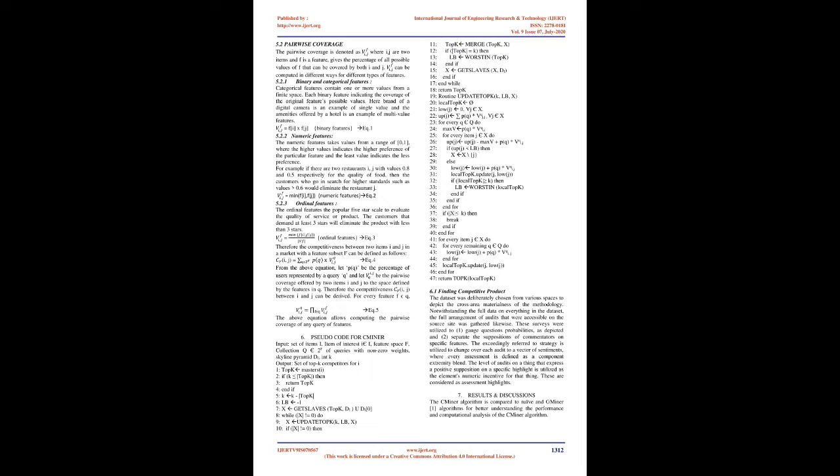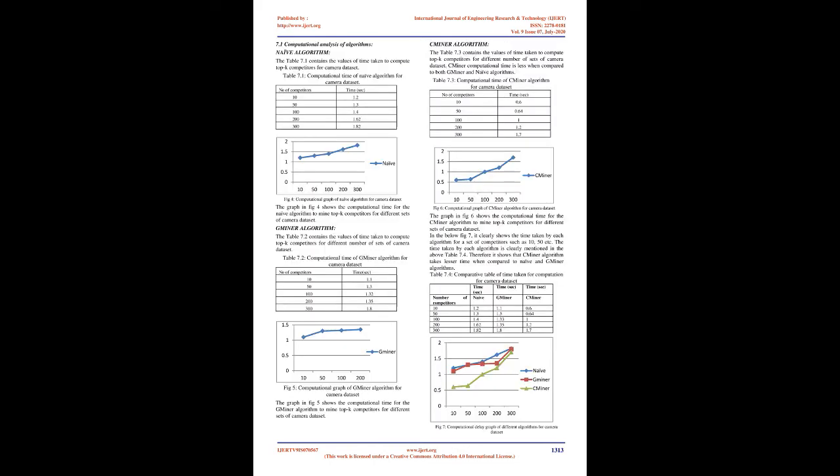Categorical features contain one or more values from a finite space. Each binary feature indicates the coverage of the original feature's possible values. Here the brand of a digital camera is an example of a single-value feature, and the amenities offered by a hotel is an example of a multi-value feature. C(i, j, f) equals the sum of the binary features, Eq. 1.